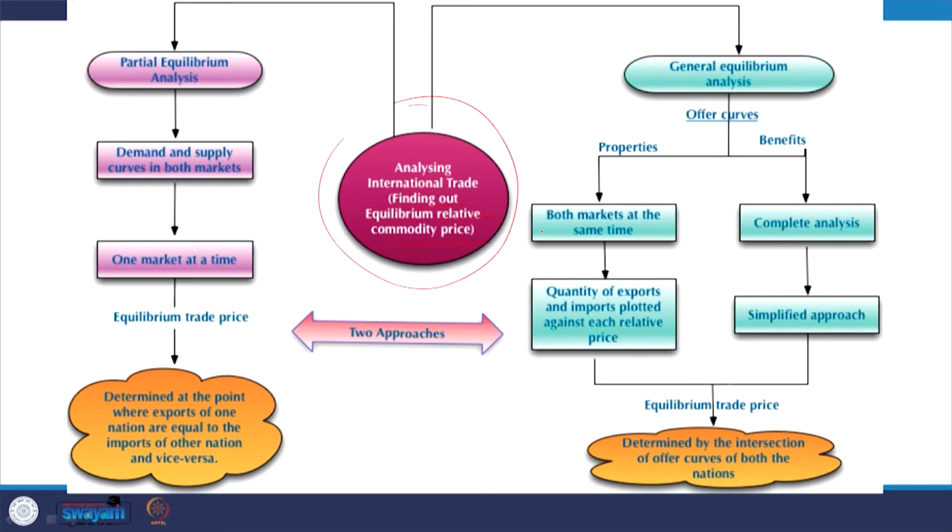So, relative commodity prices, there are two approaches broadly. One is here, this side is partial equilibrium, this side is general equilibrium. Within partial analysis, we are emphasizing demand and supply curves in both the markets, for both the countries, and one market at a time. We are explaining one market and its equilibrium price, and the equilibrium trade price is determined at the point where exports of one nation are equal to the imports of the other nation and vice versa.